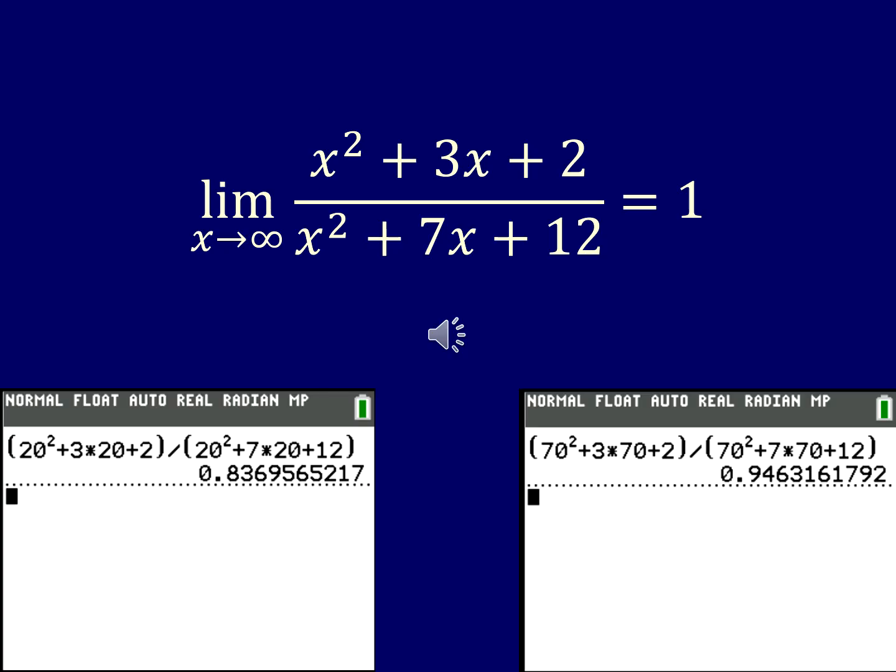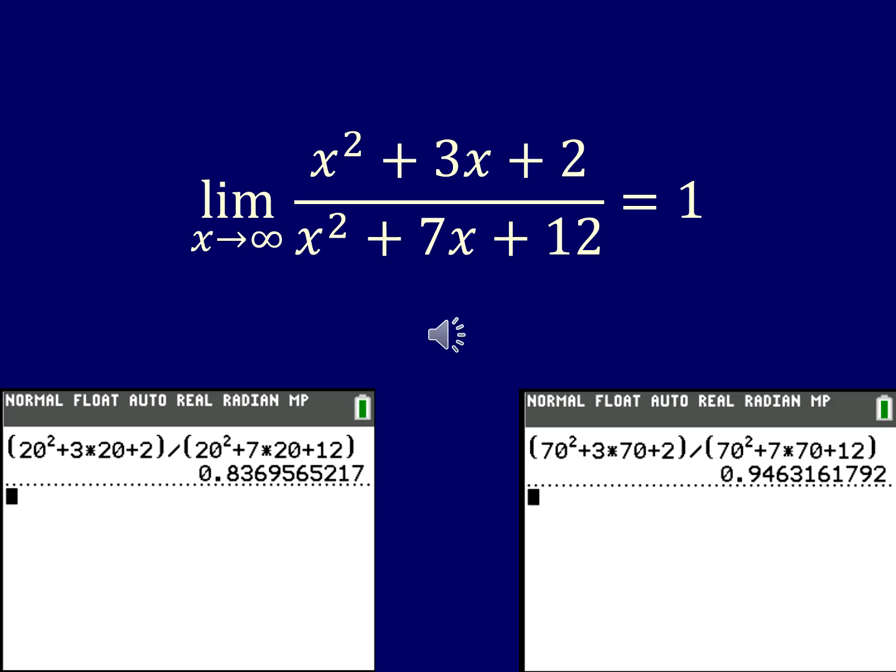Have a little bit of an idea here of what's going on. Here I plugged the numbers 20 and 70 into that function. I just got out a calculator and I squared, I added 3 times the number, I added 2, and then I divided by all the stuff on the bottom. I did that for 20, and you notice that I got like 0.83695. When I plugged in 70, I got 0.9463. So you notice it's getting bigger and it's getting closer to 1.